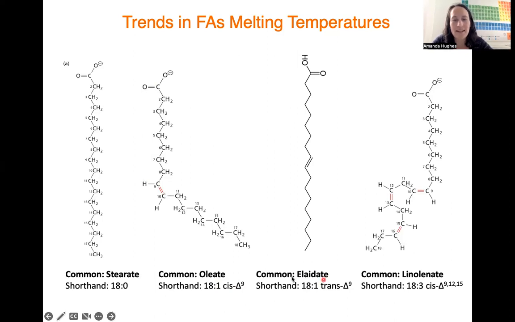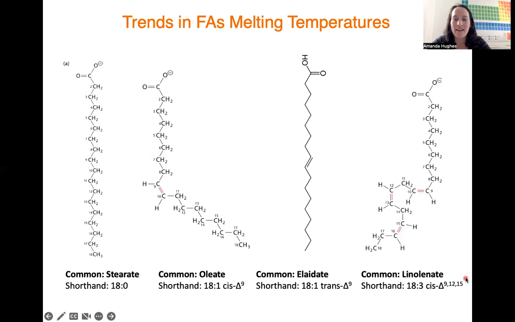You can have this elaidate, I think, elaidate fatty acid. Oh, it's an 18-1, but it's also the delta 9, except this is a trans double bond. So the hydrogens are on the opposite sides of the double bond, so trans.